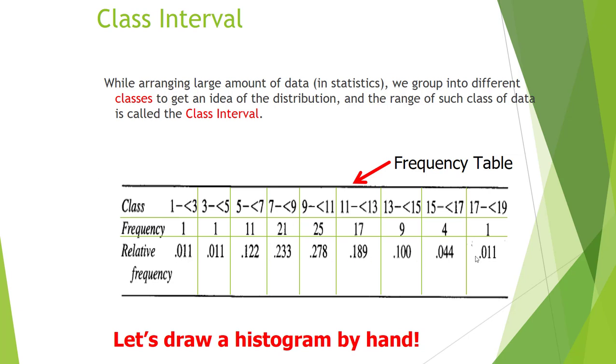So these numbers mean the percentage of homes with energy consumption for this particular class. For example, for this one, 0.233, that will be 23.3%. So that means I have 23.3% of homes with energy consumption between 7 and 9.